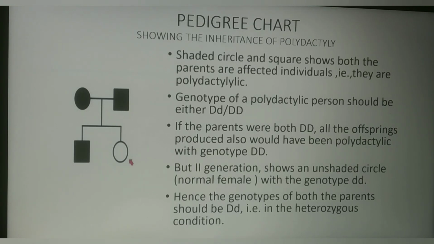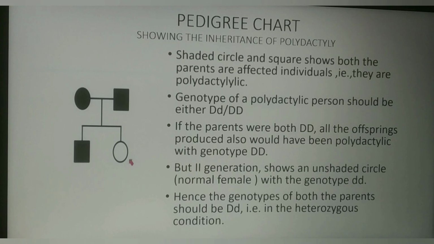And for a normal female, the genotype would be small d small d. So from where does the female get that genotype? Both the parents should have the small d allele in them. Then only the child will receive the small d from both the parents. So that means the genotypes of both the parents should be in the heterozygous condition. That is, both the father as well as the mother would have the genotype capital D small d, not capital D capital D.